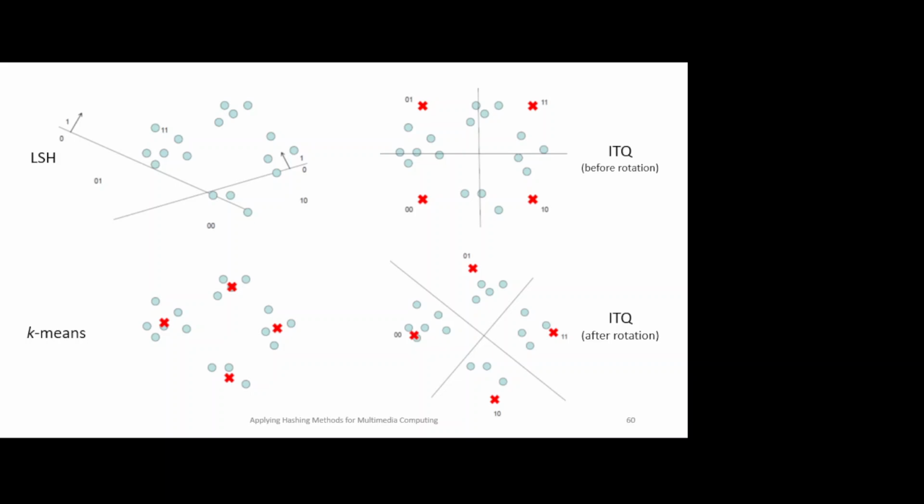But after we do the rotation, you can see in this figure, we apply the ITQ after the rotation, find the optimal rotation angle. So here we don't rotate your data. We just rotate your eigenvectors. The idea is the same. Just rotate. Okay, so you can see we rotate 45 degrees.